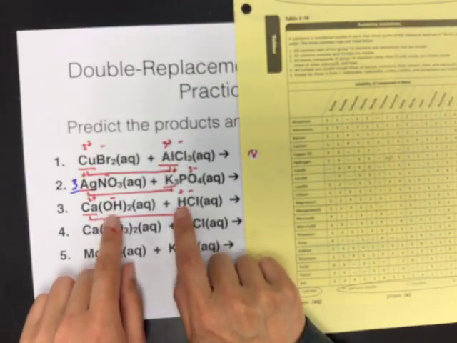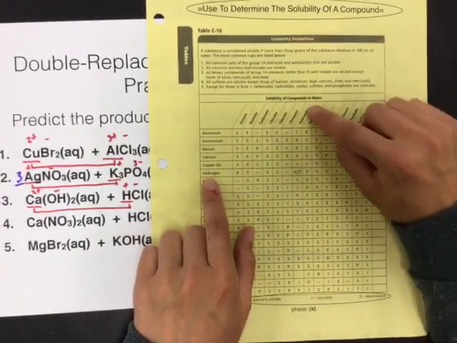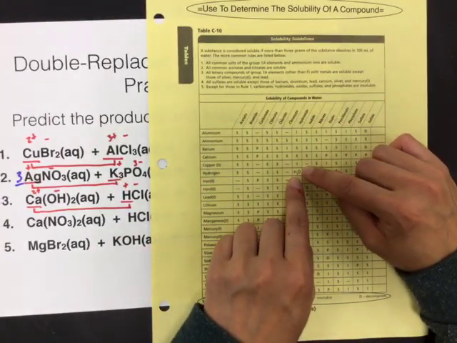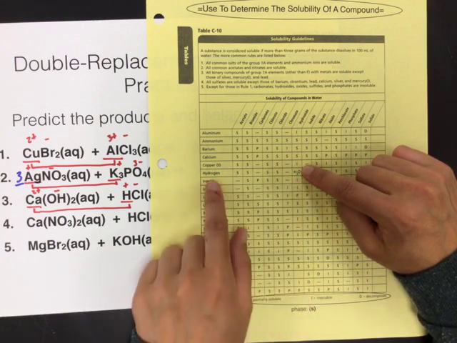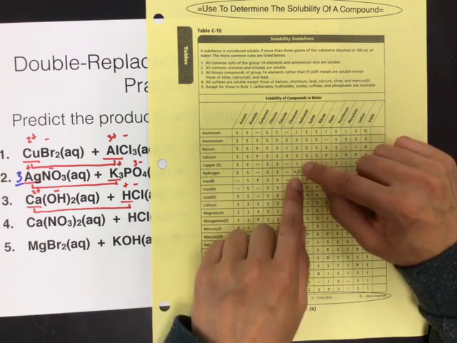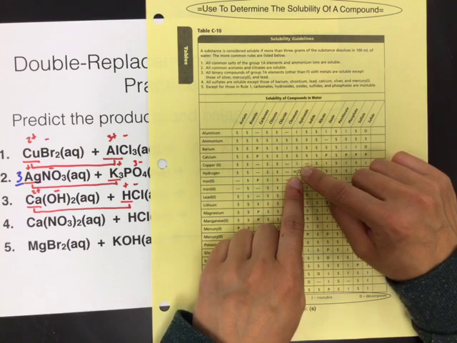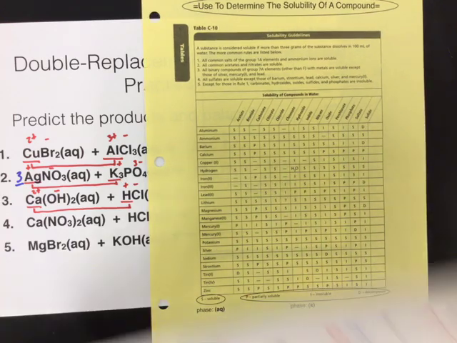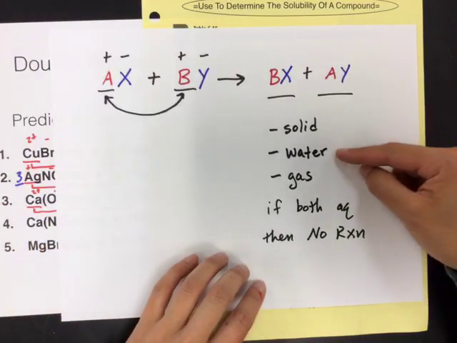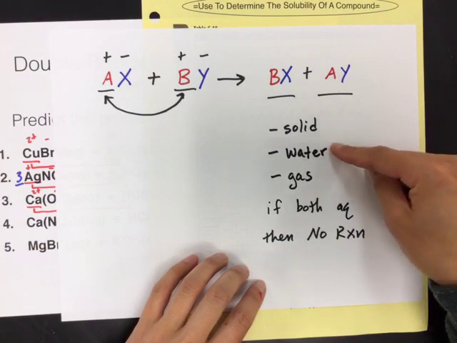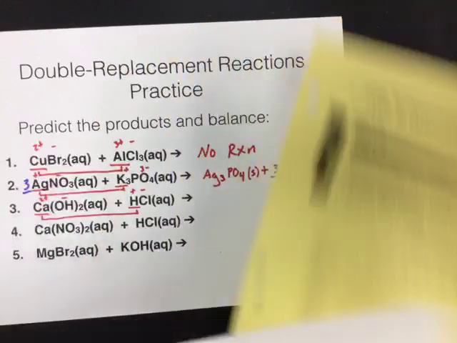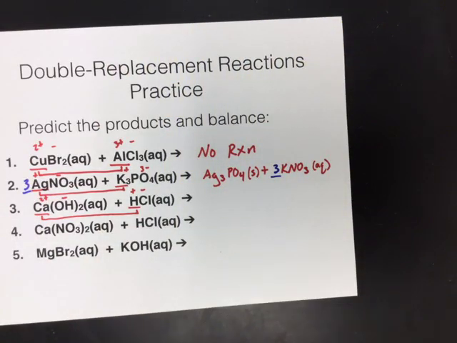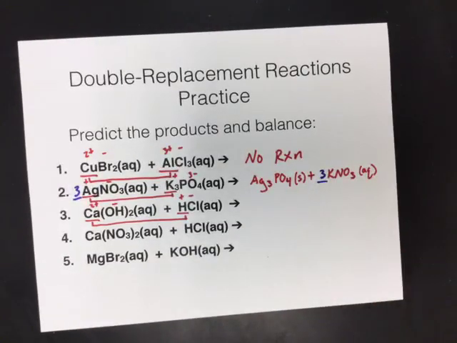hydrogen and hydroxide, H and OH. So we'll look up hydrogen hydroxide. This one's quite interesting. It actually says H2O, and that's because hydrogen combined with hydroxide, HOH, actually produces water. And if we look back at our notes here, that is one of the ways that we can have a reaction, if we produce water. So this reaction will happen because of the combination of hydrogen and hydroxide.